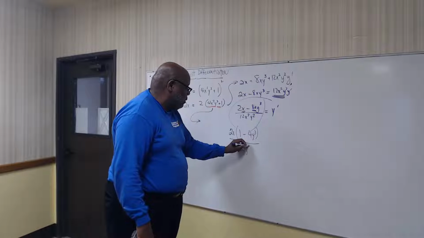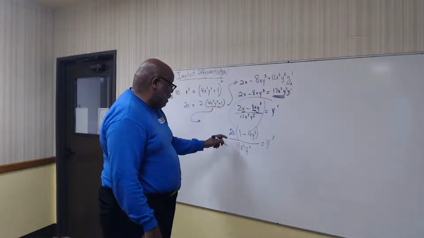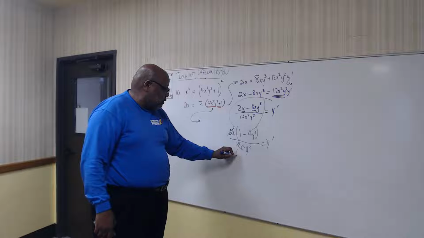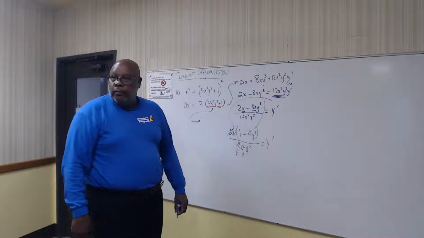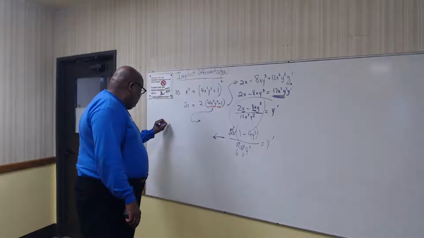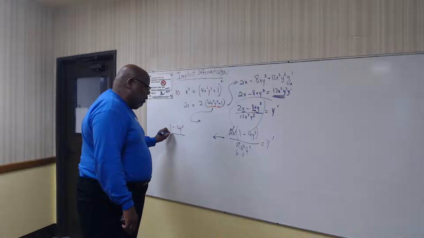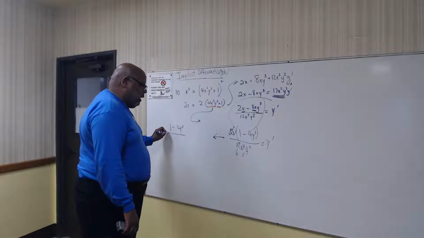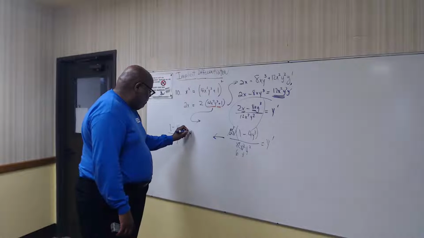It's worthwhile to do this. It is worthwhile, by the way. I think a teacher might expect you to do this because you can cancel the 2, you get 6 here. Cancel this, you get x here, right? And this is your final answer over here. It's 1 minus 4y cubed over 6xy squared. That's y prime.